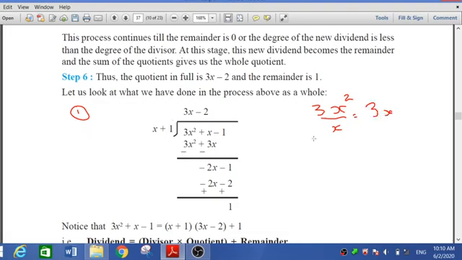Monomial divided by monomial. 3x square divided by x, we have to write. So we get the answer 3x, that we have to write here. Now in bracket 3x, in bracket again I have to write x plus 1. Now if we open this bracket, then we get the answer here, that is 3x square plus 3x. So the answer is 3x square plus 3x.